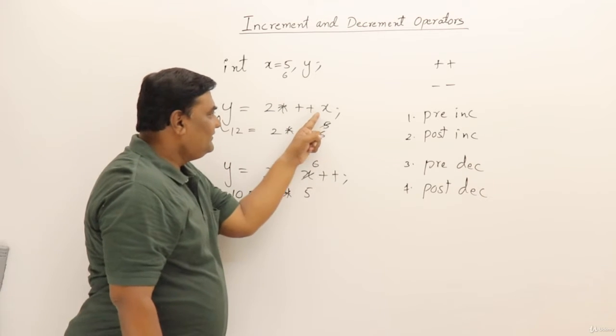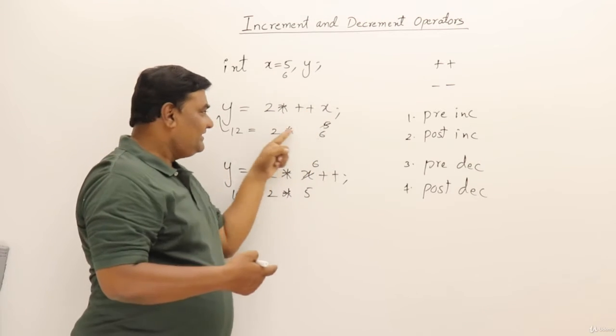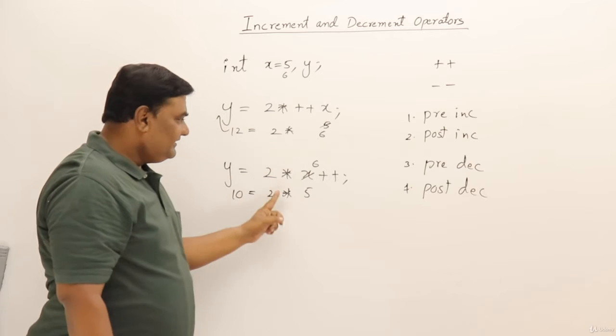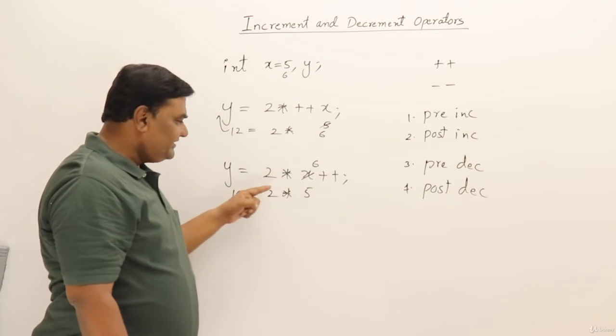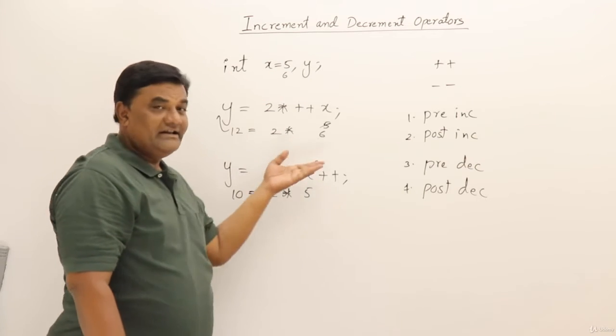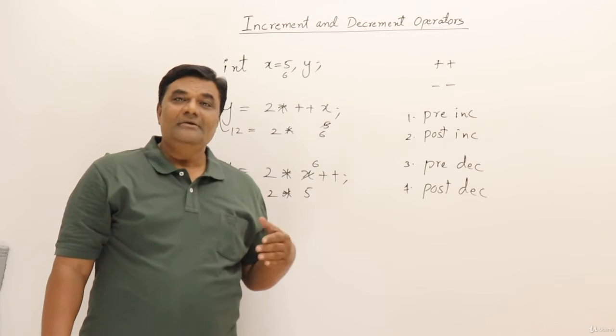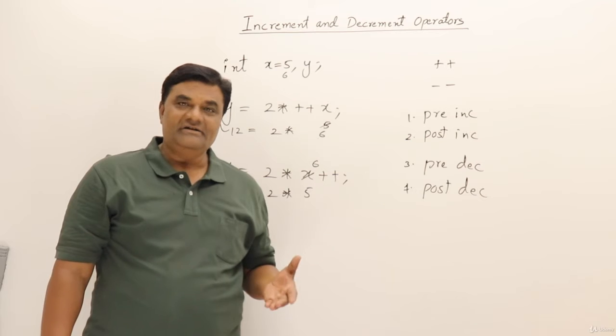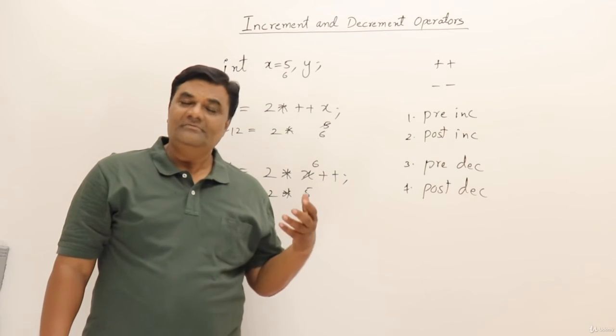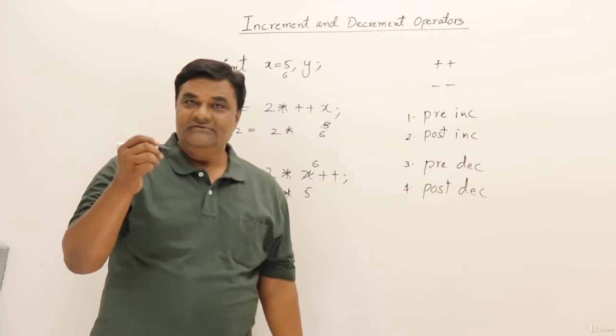So here the value of x is increased and then used in an expression, and here the value of x is used in an expression, that is 5 is used, then later x is becoming 6. So that is the difference between pre-increment and post-increment. Similarly, it applies on decrement also. Let us learn one more thing.